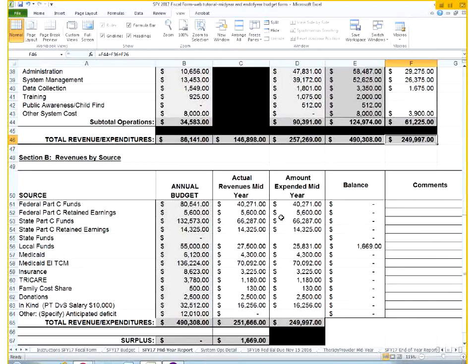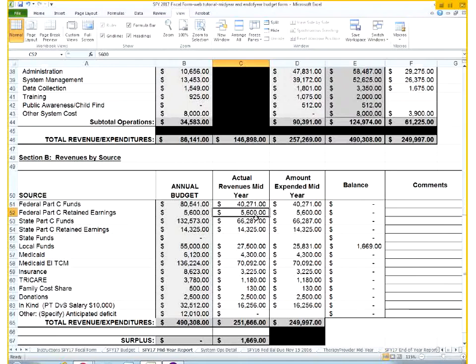You're going to total those, and that would be the number that you put right here for federal Part C funds, and the same is true for state. And then if you have return earnings, you definitely want to put those there as well. Same is true for local funds, Medicaid, Medicaid TCM, insurance, Tricare, your family cost share, family fees, donations, in-kind, as well as anything else that's listed here.